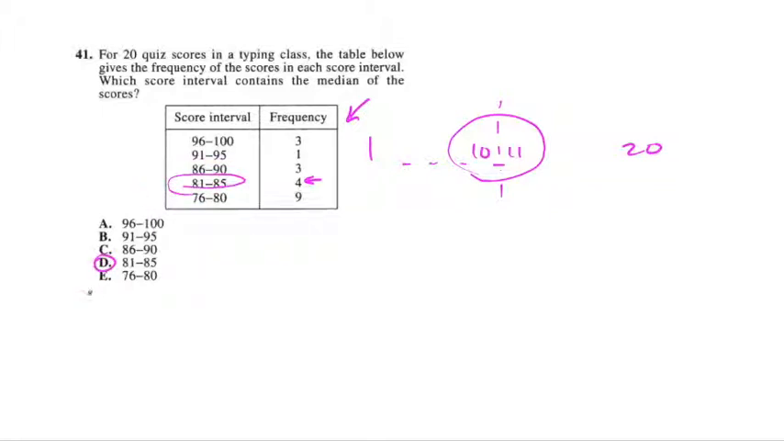The answer here is D. Notice we could have done it the other way. We could have started at the bottom, and we want to get the 10th and 11th. We know that 9 are in here, 10 and 11 are going to be there.